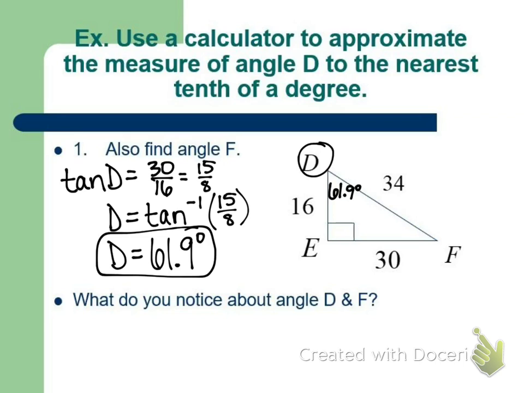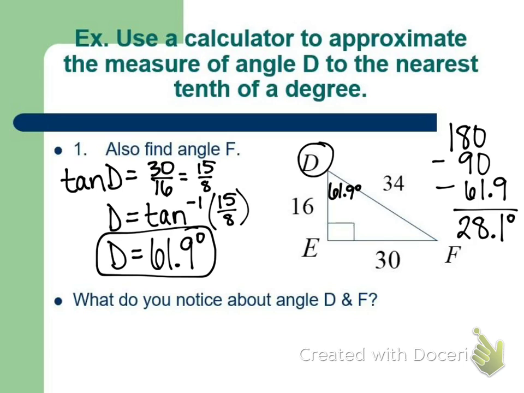We are also needing to find angle F. Does anyone remember how we usually went about doing this? Subtract from 180. So we take 180 minus 90 minus. Good. And what do we get for angle F? Okay. We need somebody to figure it out for us then. Thank you, Jaden. 28.1 degrees is what we get for angle F.